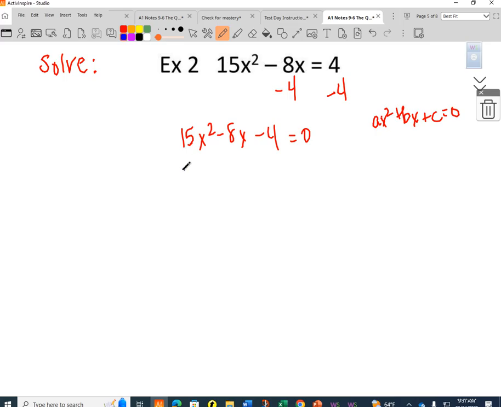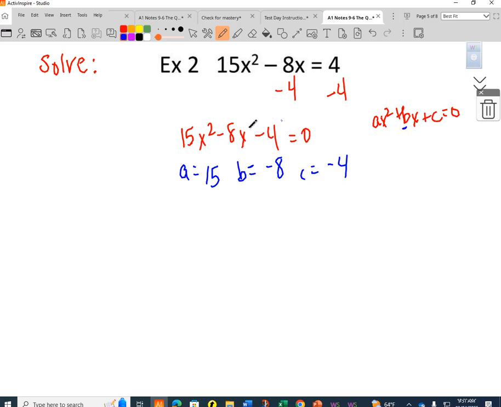Now I should be able to identify the A, the B, and the C. So that's step 2 in our steps. What is our A? Jaden, what's our A? Good. Jason, what's our B? So here's B. What's B next to? What kind of 8? Negative 8. And what is our C, Anson? Perfect.